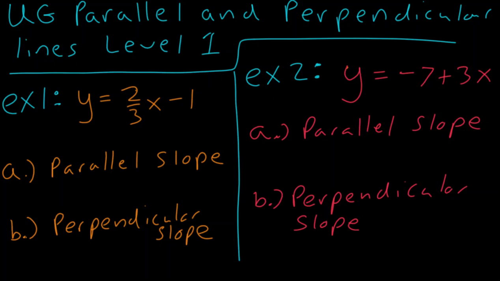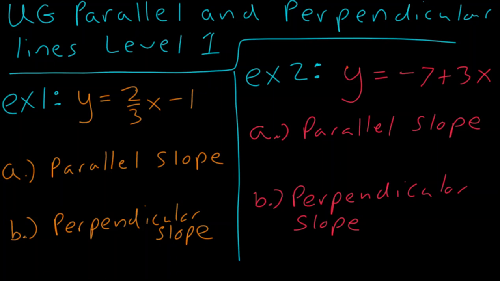Now in example 1, we're given the function y equals 2/3 x minus 1, and we want to find out what would be a line with a parallel slope to that. Well, what slope would it have? And what would be another line that had a perpendicular slope? What would the slope of that line be to our original line?